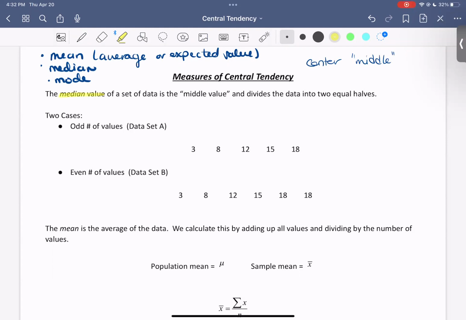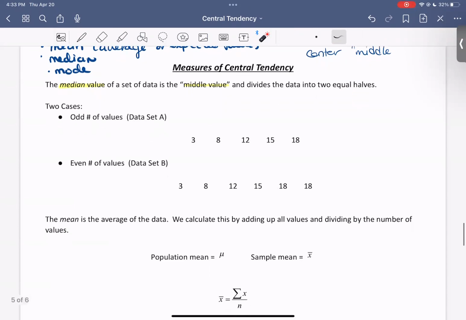The median value of a set of data is the middle value. And this middle value, or median, divides the data into two equal halves. So let's look at this based on an example here with two cases. Because whether our data has an odd number or an even number will affect how we calculate or determine the median.